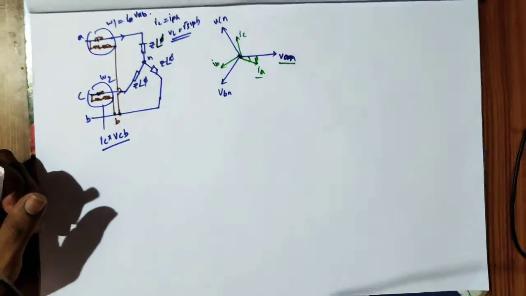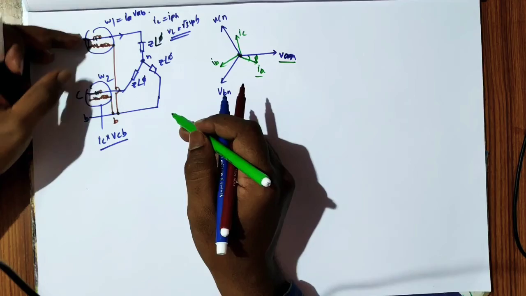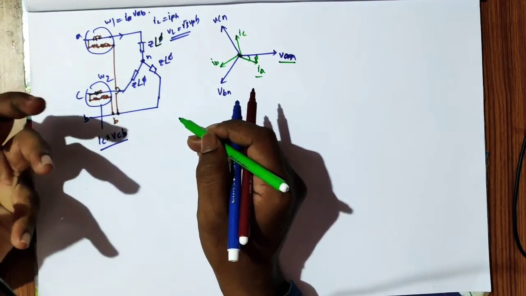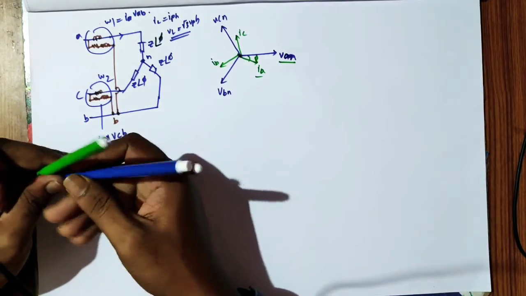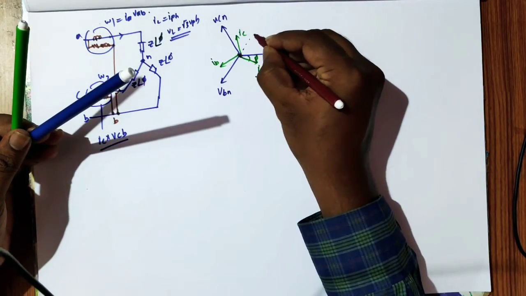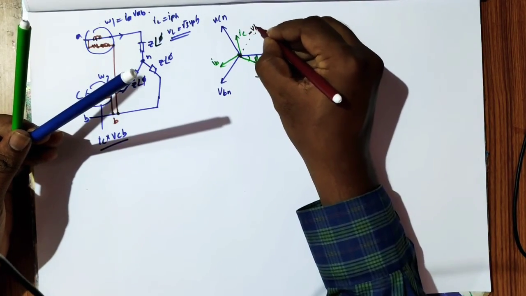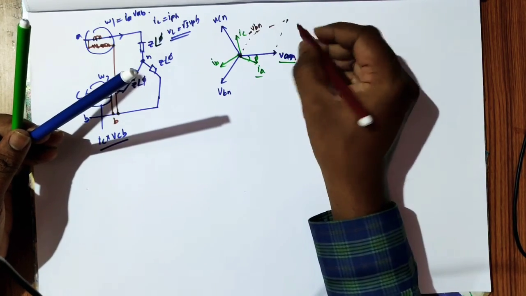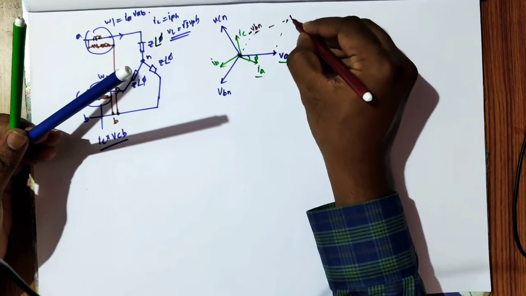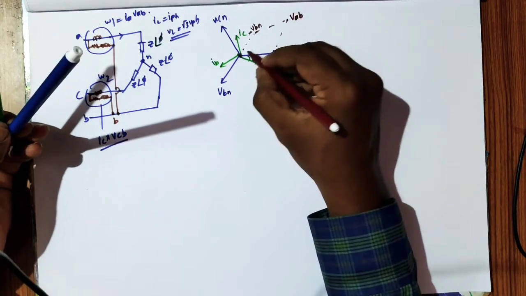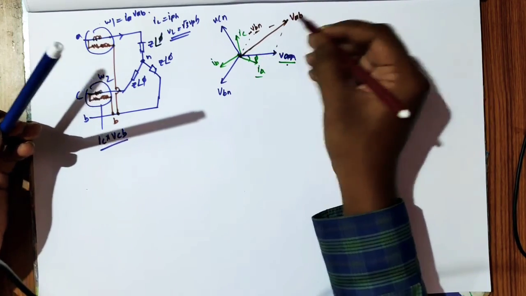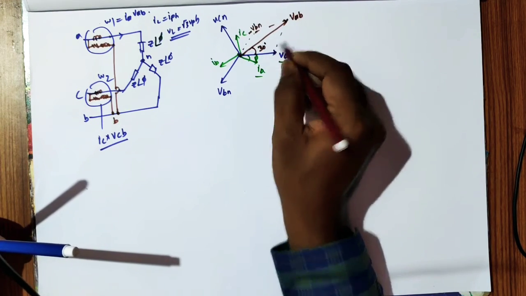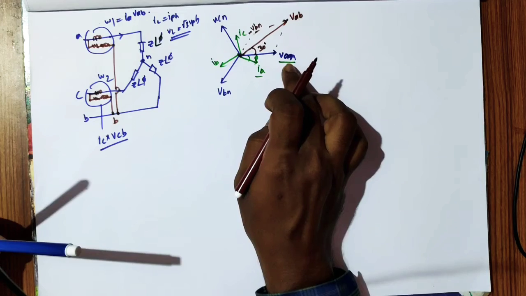Now, the wattmeter W1 is measuring what? IA and VAB. So how will we obtain VAB? VAB is the resultant of VAN and minus VBN. So this is VAB, the line voltage. As you know, the line voltage is 30 degrees leading the phase voltage.